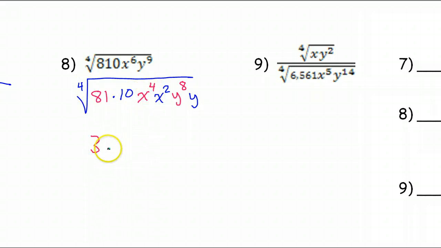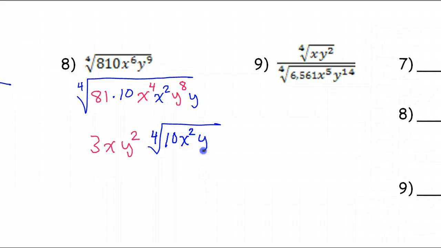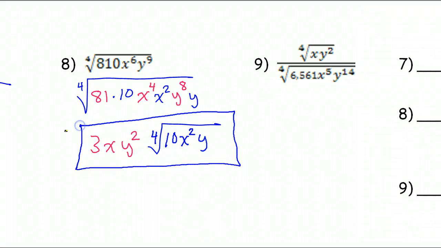The fourth root of x to the 4th is just x. I'm dividing. 4 divided by 4 is 1. You don't need to put the 1. When I do the fourth root of y to the 8th power, I'm going to get y squared, because 8 divided by 4 is 2. So that's all the pink stuff. Alright? But everything here in blue is going to stay under the radical. So I will have the fourth root of 10 x squared y. And that will be my final answer for number 8.